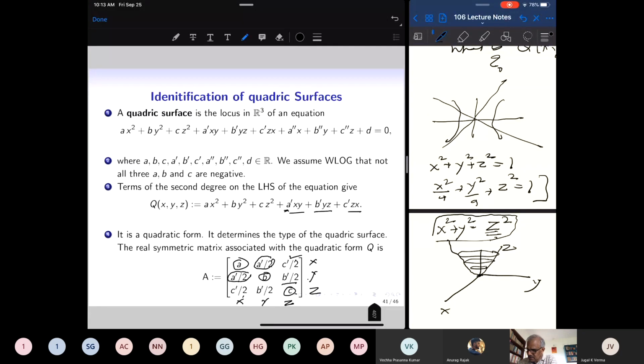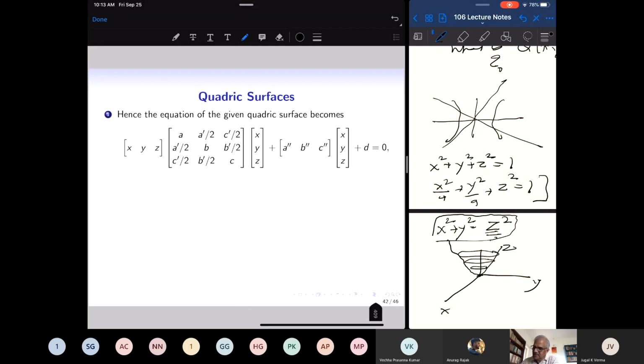So the three columns and three rows correspond to these three variables, and I can write down the entries of this matrix, and I have to make sure that it is real symmetric. So the coefficients of xy, yz, zx are divided by 2. That is the real symmetric matrix, and the original equation can be written as xyz times the real symmetric matrix times the column vector xyz, and the linear part is written like this. Linear part, I can write a double prime x plus b double prime y plus c double prime z, and this is a constant term.